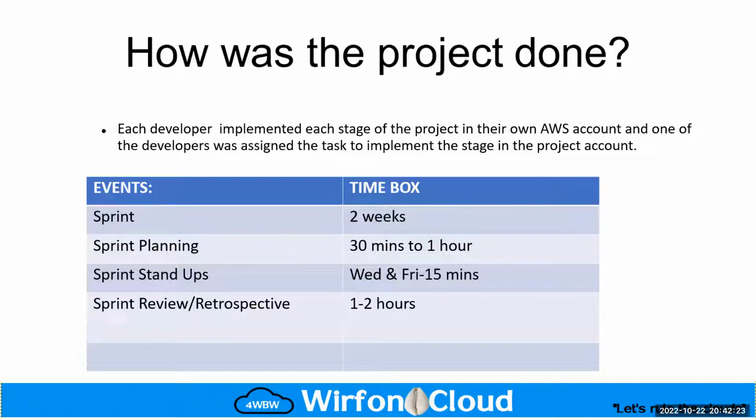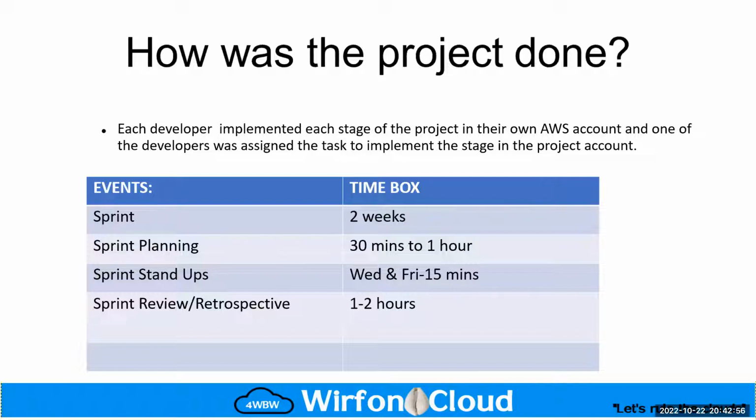Then after each sprint, we had a sprint review together with the sprint retrospective. At the sprint review, we looked at how we carried out our project for that sprint. We discussed what went well, what did not go well, and what we were going to improve in the next sprint, just an overview of how the project was carried out.